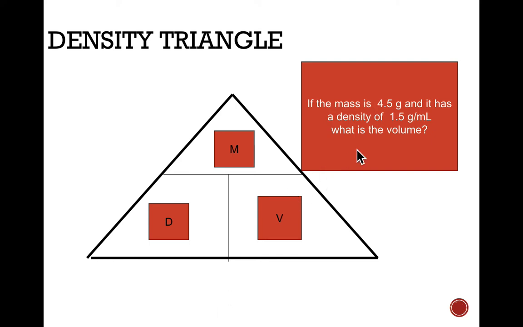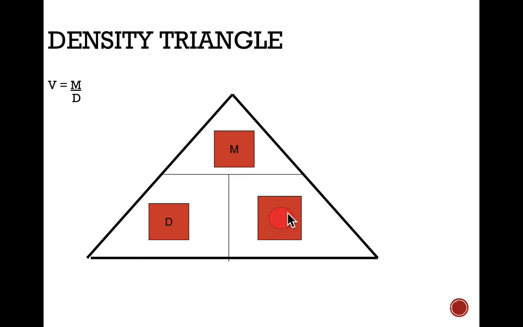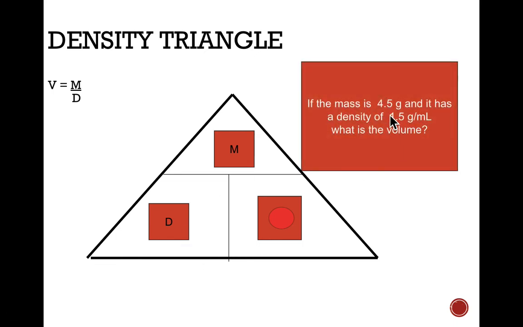Okay, this time it says if the mass is 4.5 grams and it has a density of 1.5 grams per milliliter, what is the volume? So we've got to solve for volume. So we'll cover up volume and see that it's mass divided by density. So we've got mass is 4.5 and density is 1.5. Again, can you do that in your head? So your volume would be 3.0 milliliters, because 4.5 divided by 1.5 is 3.